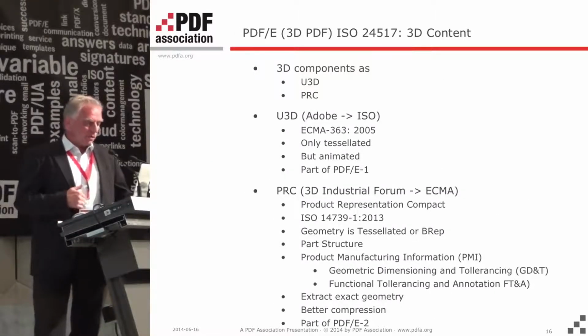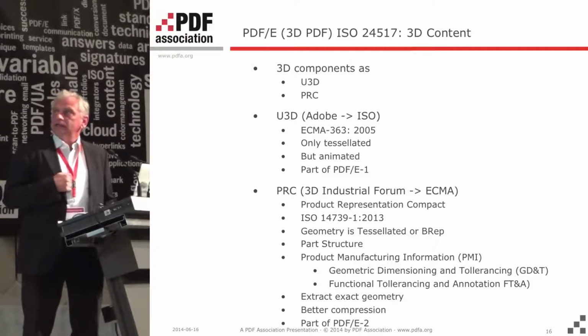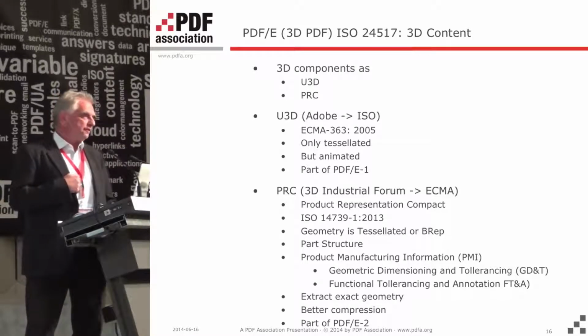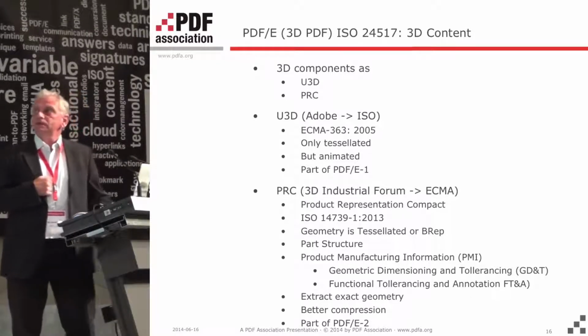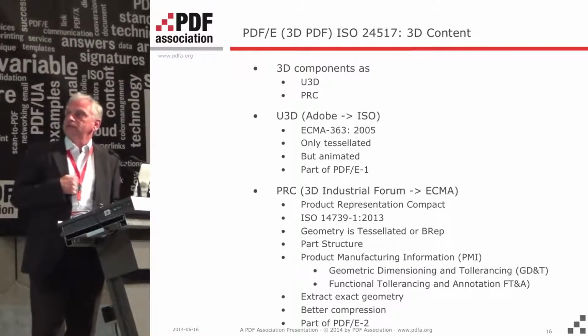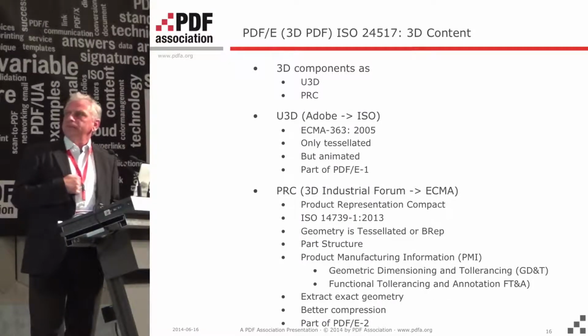The important feature of PDF E is the 3D content. You have two different file formats, Universal 3D or the PRC format. The Universal 3D is the older one. It's an ECMA standard. It's not an exact geometry. It's only tessellated, but maybe also animated. It was the first 3D feature inside PDF. It was already included in PDF E1.